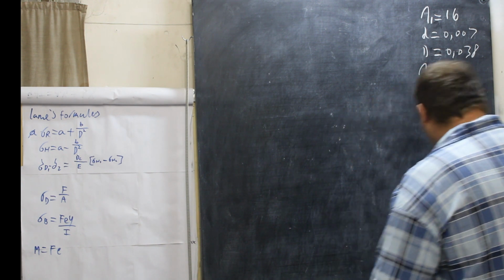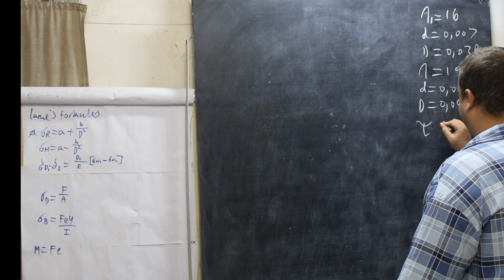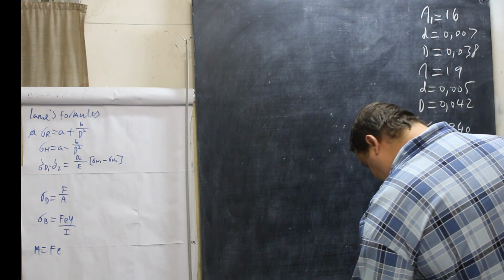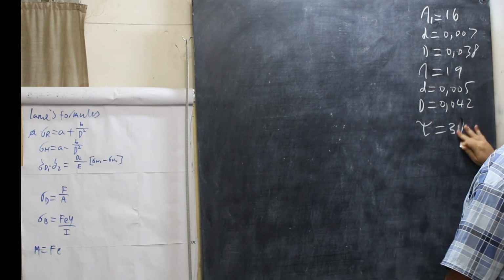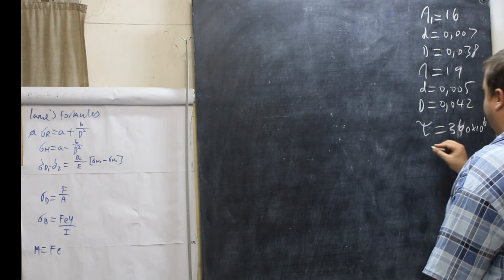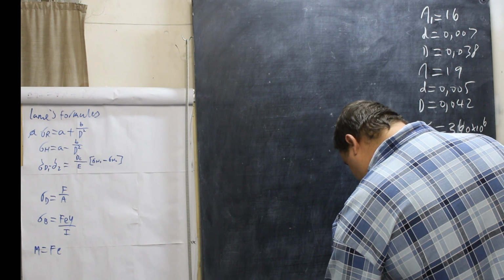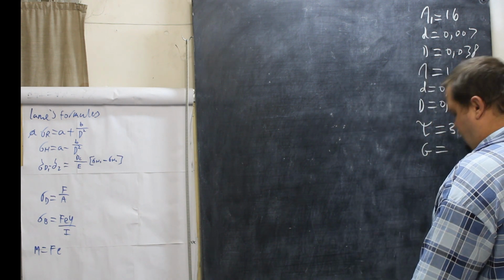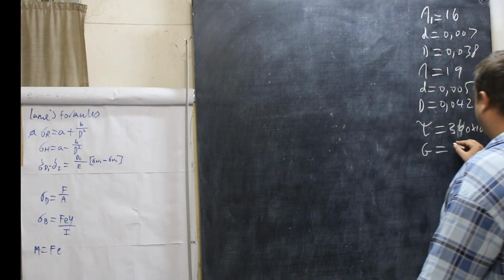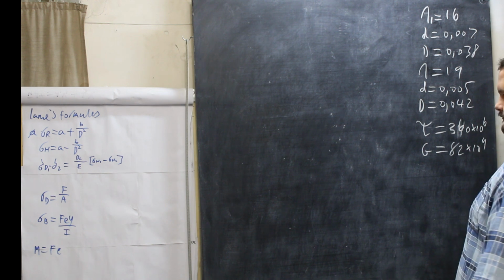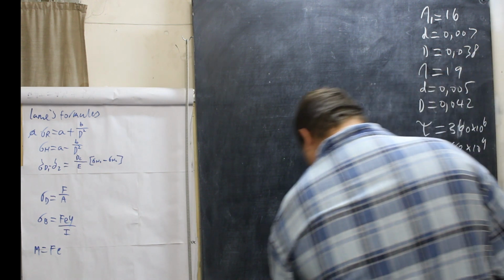The shear stress is 360 times 10 to the 6, and finally the G, the modulus of rigidity, is 82 times 10 to the 9. Okay, let's get to it.